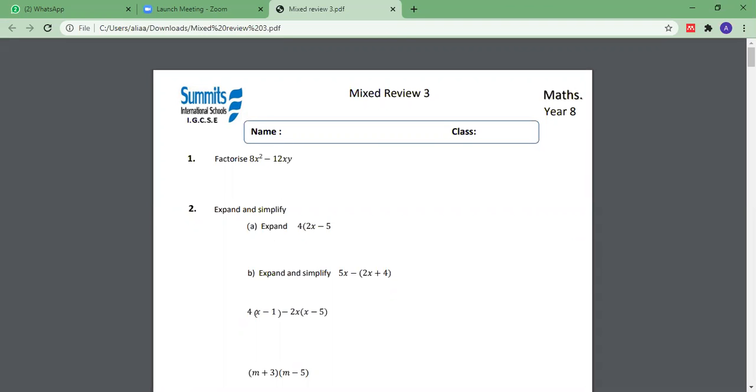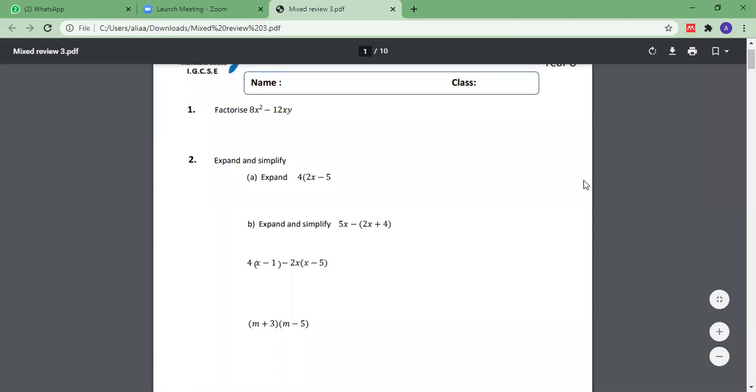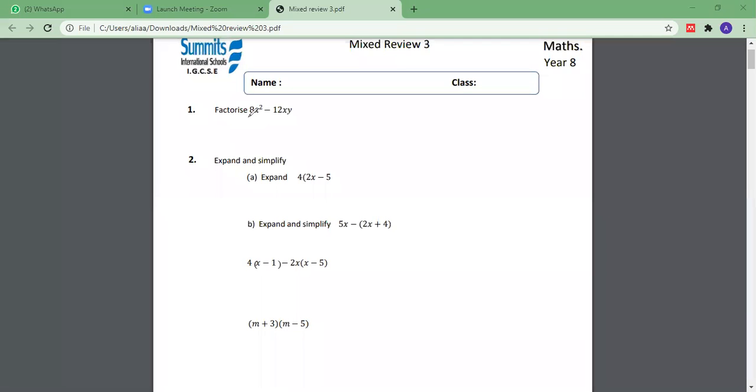He's asking me to factorize. So we agreed that factorizing, first of all, we need to find a common number for 8 and 12. Both are in one table. Which table are they in? 8 and 12 are in table 4. Okay, is there anything common between 8x power 2 minus 12xy? Is there anything common between these two terms? Yes, there is x here and here.